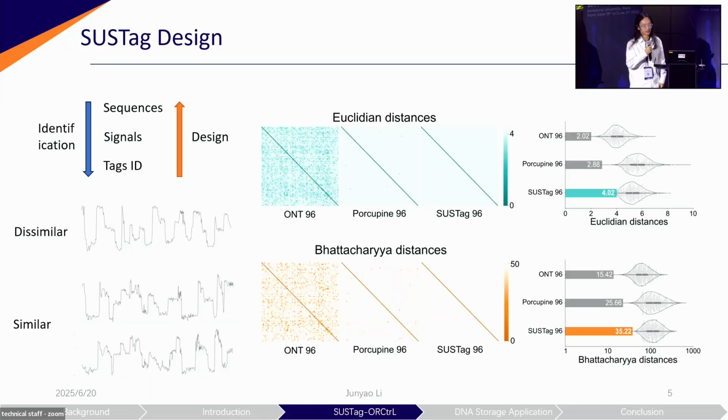As for the results, we can see our design, SUSTag-96, has a larger minimal distance in Euclidean distance and Bhattacharyya distance than the other two tag designs, the ONT69 and the Porcupine69. The Porcupine69 research was done by Jeff Nivala in 2020.